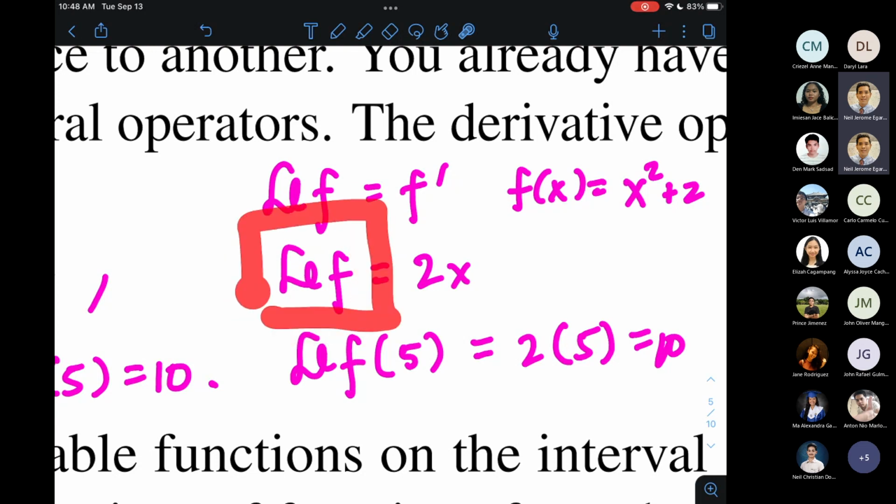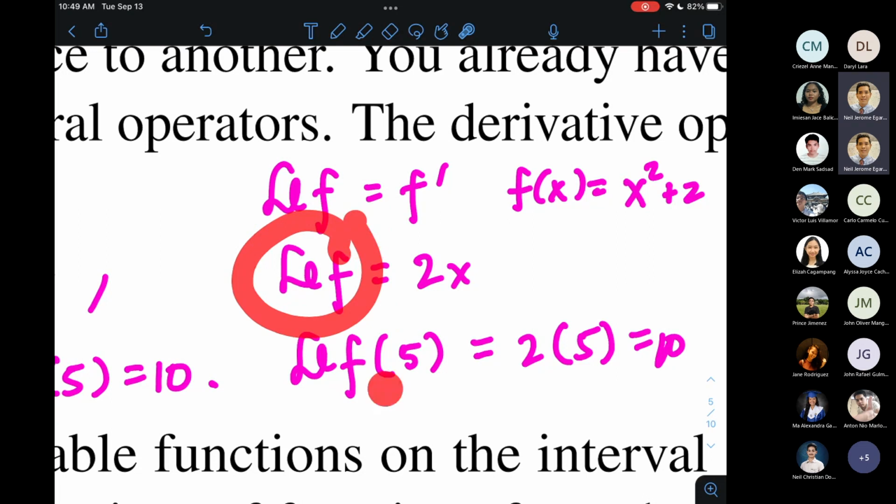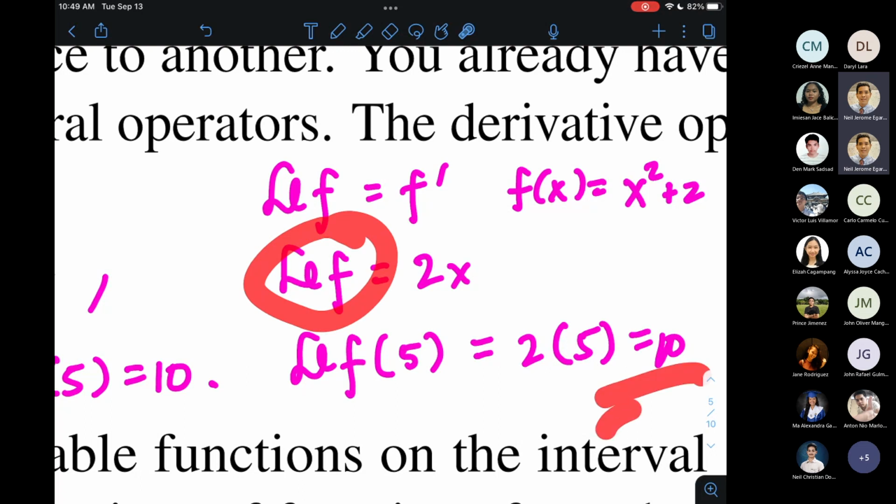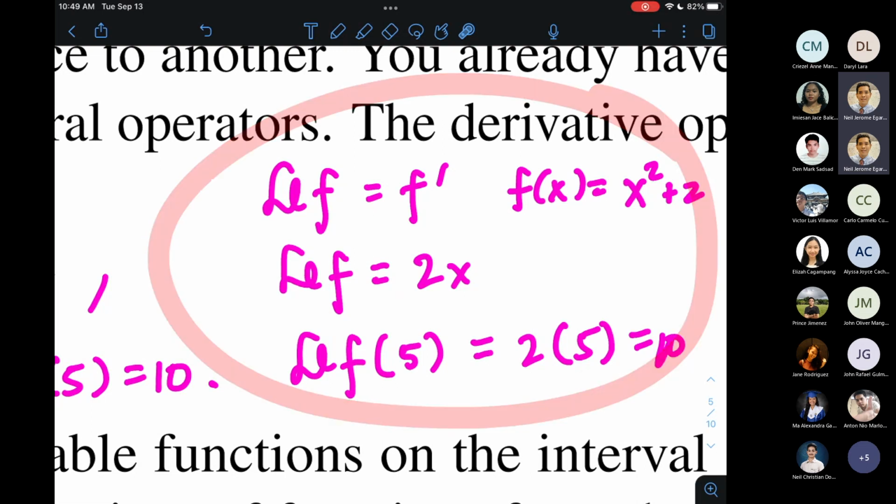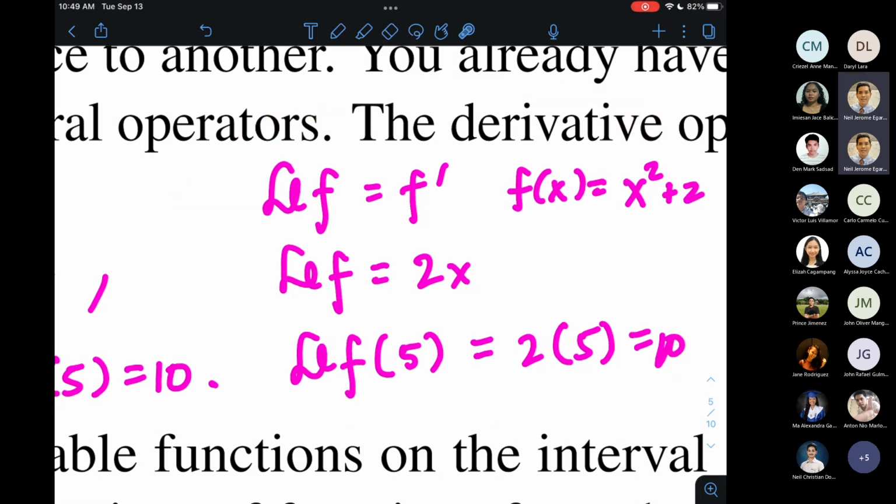At etong output na to, si d of f, ay isang function. So isa siyang function name. Pag naglagay ako ng number sa loob ng parenthesis sa tabi niya, ibig sabihin ipa-plug in ko lang to sa lahat ng variables na nandun kay d of f. So I get 10. Alright? Clear ba yung notation na to? Etong bagong notation na to? Or bago ba siya sa inyo?